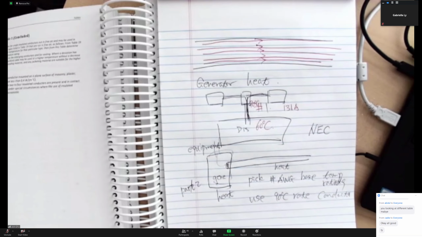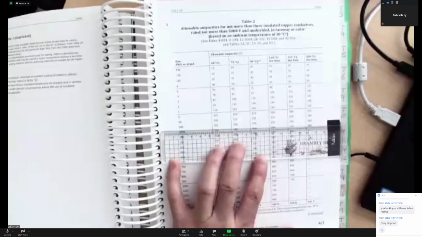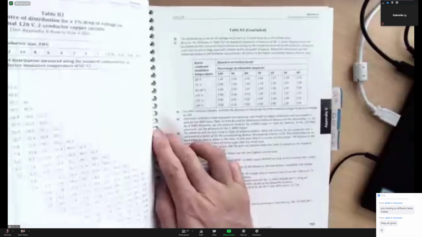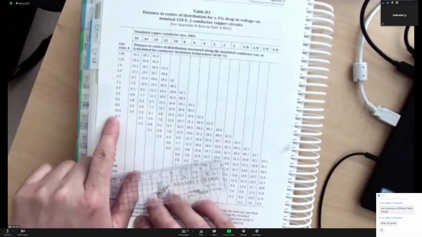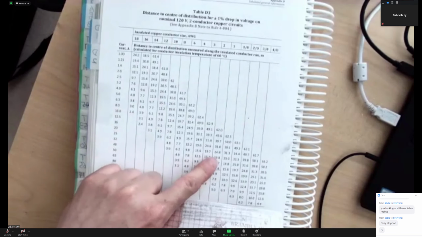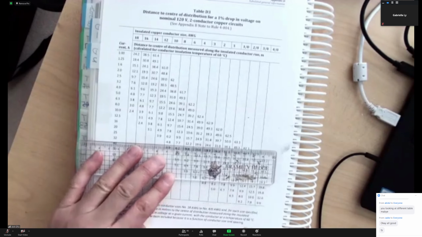And also, when you're doing the code exam or anything, a ruler is very good, because if you put a ruler down there, it's very easy to find, especially if you look at table D3. If you don't have a ruler, when you try to pick the amps and the conductor size, it's very easy to go to a different column. So a ruler will help you to do those things.